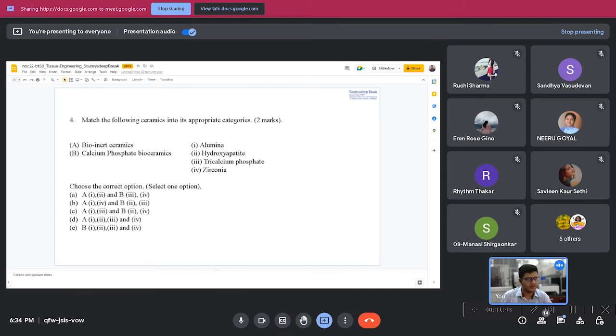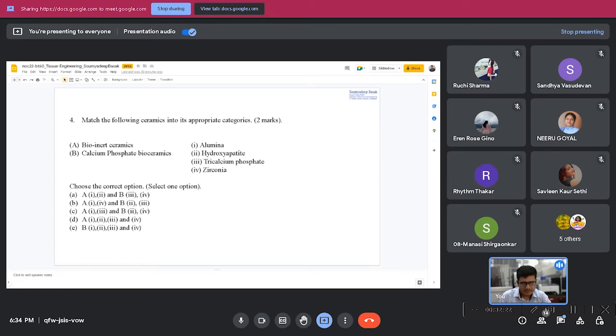We have this combination where they say bioinert ceramics are alumina and hydroxyapatite, and in B option they are saying it is 1 and 4, that is alumina and zirconia. C option is saying 1 and 3, that is alumina and tricalcium phosphate. D is 1 and 2, that is alumina and hydroxyapatite. So these options are also considered. So we know what would be the option.